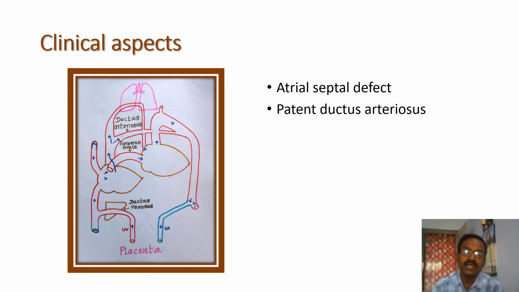And if the ductus arteriosus is not closed immediately after the birth, it produces the patent ductus arteriosus. So due to the high pressure of the aorta, the blood moves from the aorta to the pulmonary artery. It also produces the left to right shunt. It also decreases the oxygenation of the tissue.